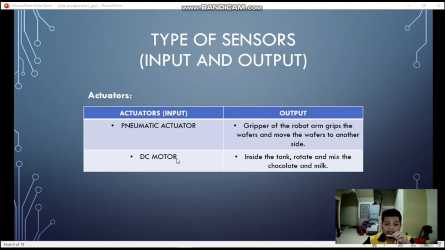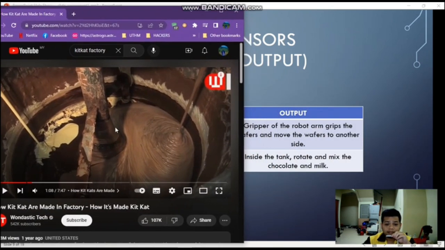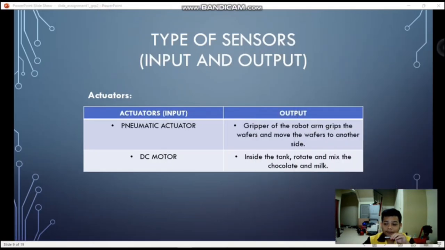For the second actuator, the input is a DC motor. The output is that the motor inside the tank rotates and mixes the chocolate and milk. So this is for the DC motor.